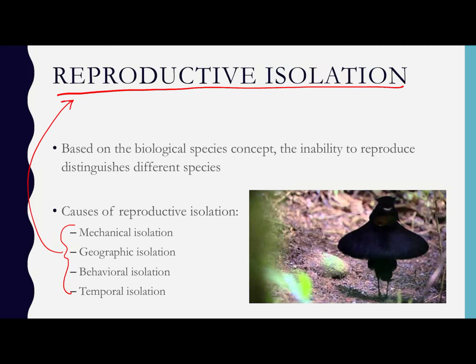And then finally, temporal isolation is referring to any kind of difference in time. So whether that's mating that occurs in the morning versus evening, or at different times of the year, or at different times of the cycle. For example, in a lot of animals that have periods during which they're in heat or when they're receptive to reproducing, if the opposite sex isn't ready for reproduction at the same time, then it doesn't work.